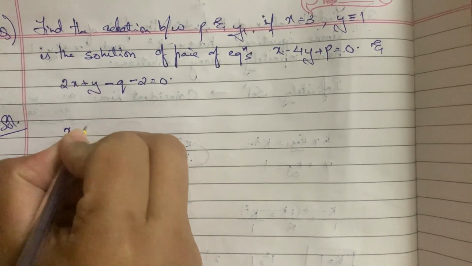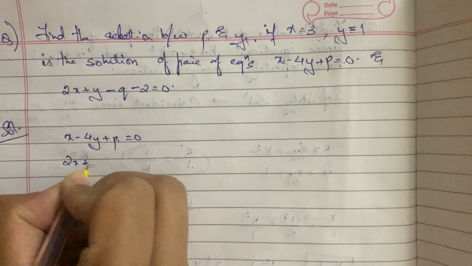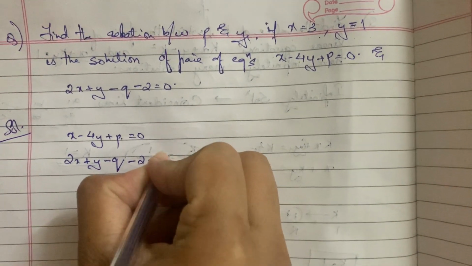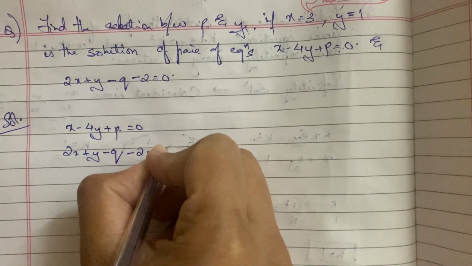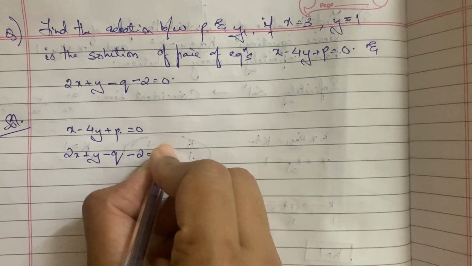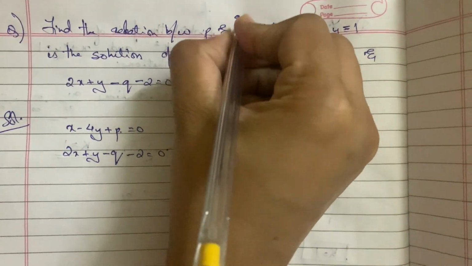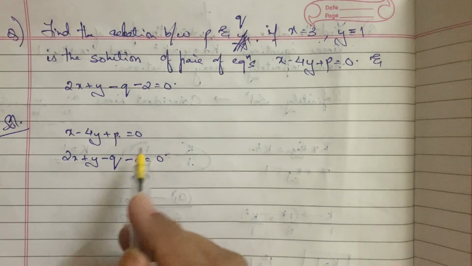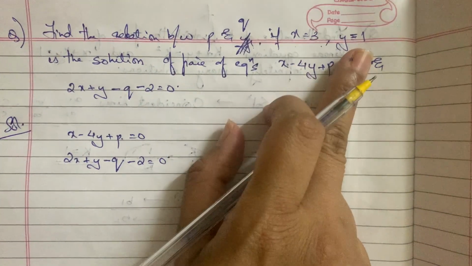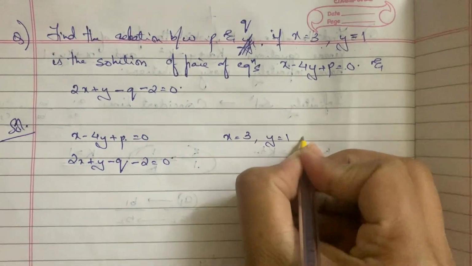So I will first copy my equations down: x minus 4y plus p is equal to 0 and 2x plus y minus q minus 2 is equal to 0. Okay, now it says that I have to find the relationship. They are actually asking for the relationship between P and Q, not Y, but P and Q. Here they have a solution that x is equal to 3 and y is equal to 1, so x is equal to 3, y is equal to 1 is given to me.